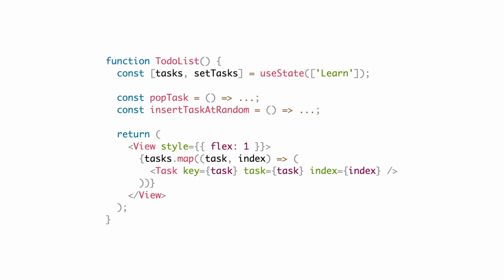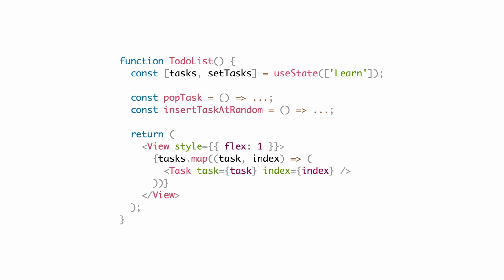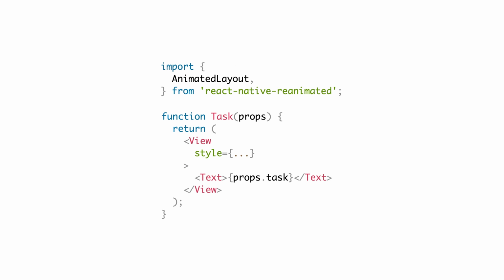Here we have simple components that just render these items. You can see two other functions, popTask and insertTask at random, which are used to interact with our list state. By default, nothing animates or transitions. Now, to let Reanimated listen to layout changes inside a list, we need to wrap all of these items with a component called Animated Layout. This component allows every animated component within its boundaries to transition in a certain way. Let's jump to our task component and see how we can animate its layout changes.